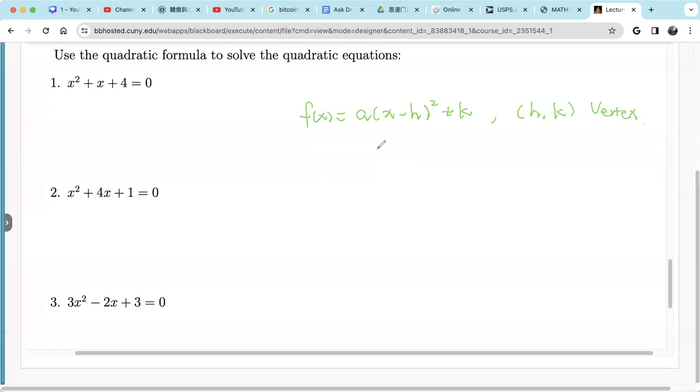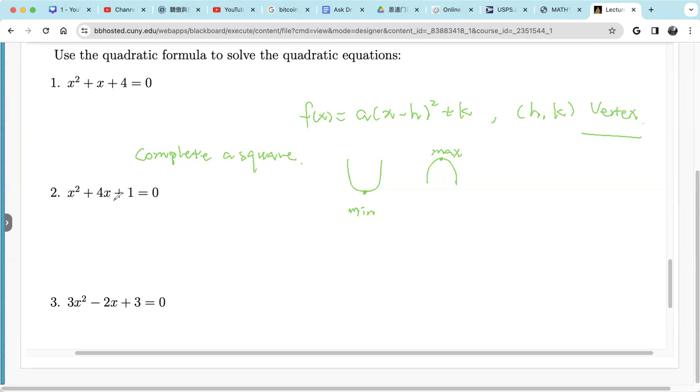What do I mean by the vertex? Remember, if a is positive, I get an upward parabola. If a is negative, I get a downward parabola. So the lowest point or the highest point is called a vertex. In this picture, we call this the minimum. In this picture, we call it the maximum. Both of them together are called a vertex. So sometimes it's good to write it as a square, which means we want to complete the square. So how do we do that?